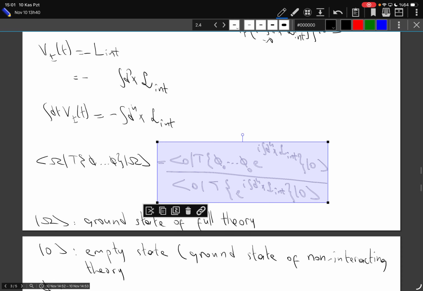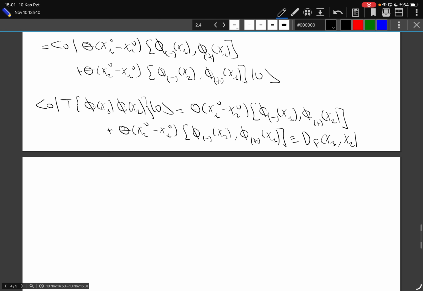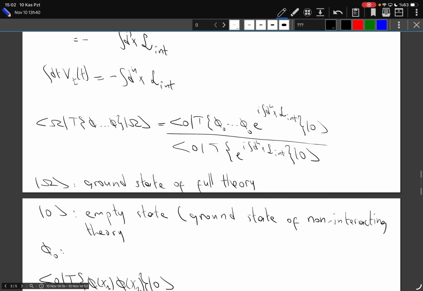I need to calculate them all one by one. So, for example, if I want to calculate this thing only, I should expand this exponent, multiply by two fields. I will have many terms there.